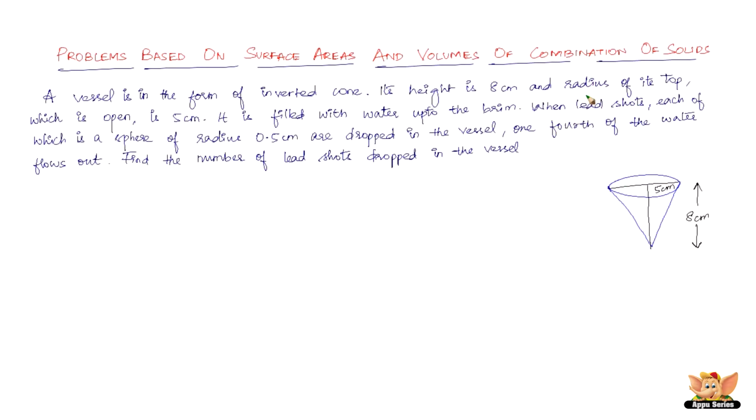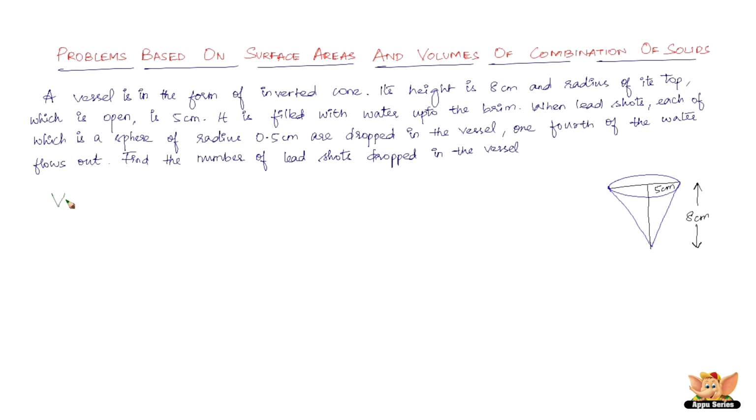So once you equate that, you will find the total volume of the lead shots, which is in the form of spheres, and then we can divide the total volume of the lead shots by the volume of one sphere, and then you get the number of lead shots. And that's all this problem is. So let us start solving this problem now.